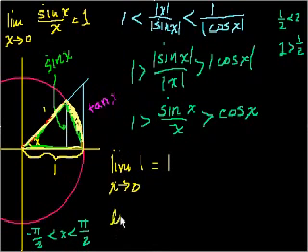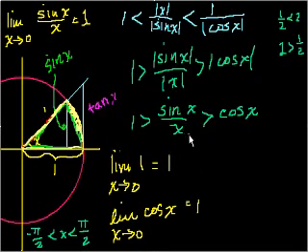And then what is the limit as x approaches 0 of cosine of x? Well, that's easy too. As x approaches 0, cosine of 0 is just 1. It's a continuous function, so the limit is 1. So we are ready to use the squeeze theorem. As x approaches 0, this function approaches 1, this function approaches 1, and this expression is in between the two.